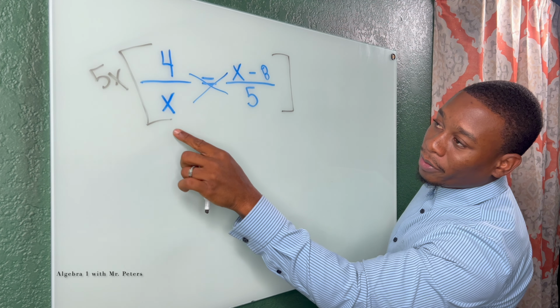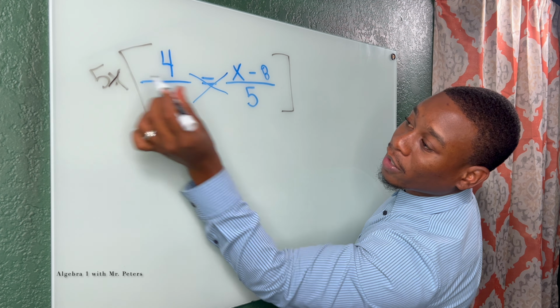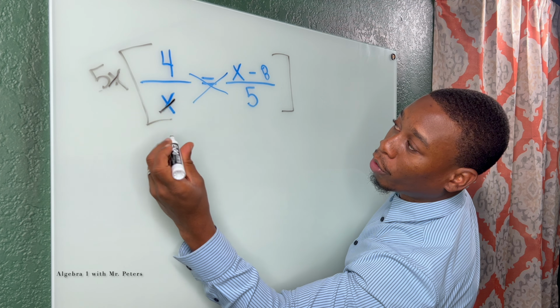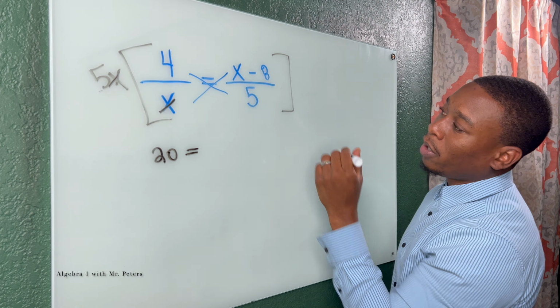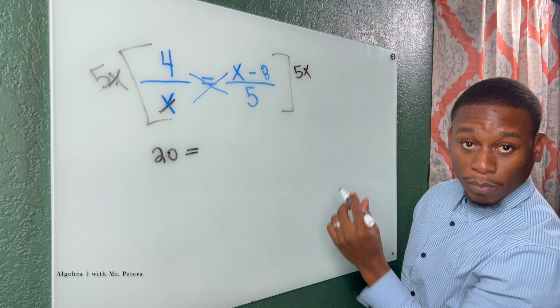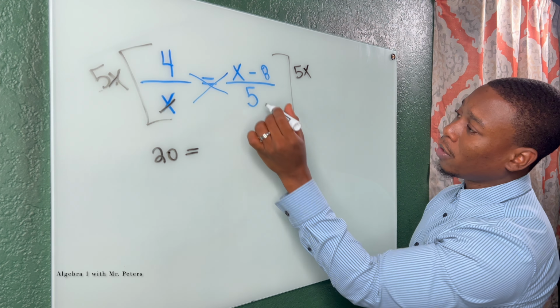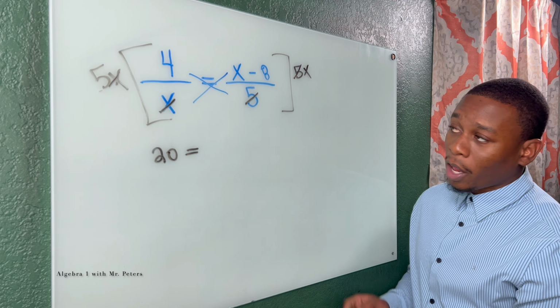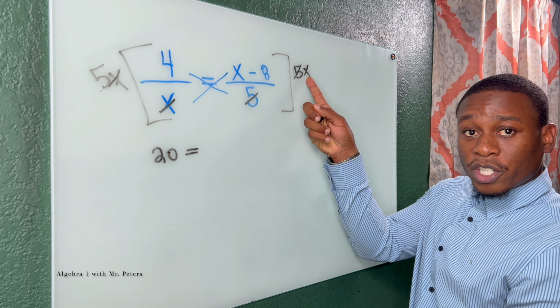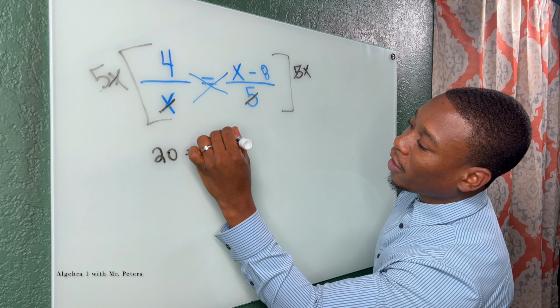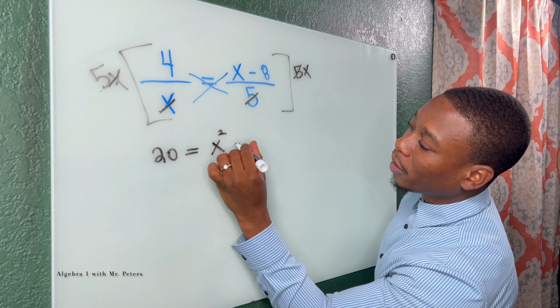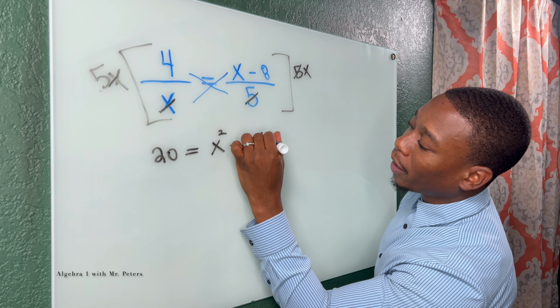So when we multiply on this side, x's cancel out. We multiply 5 and 4 to get 20. And this is equal to, and then on the other side, once we multiply by the same 5x, 5's cancel out and we're left with x. So we're going to distribute again. So we have x times x, which gives us x squared, and x times negative 8, which is negative 8x.